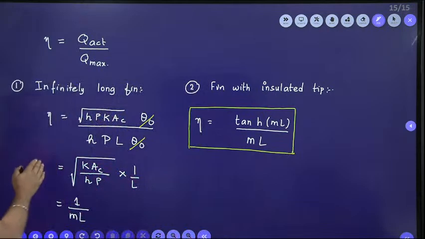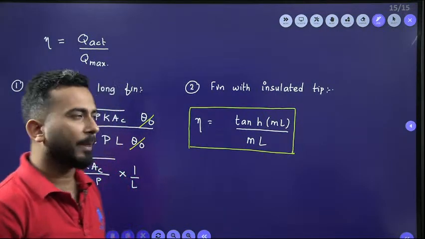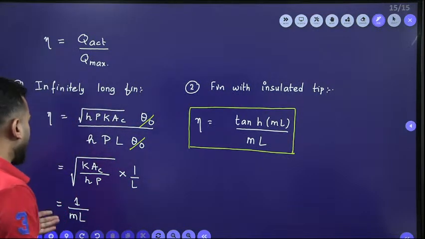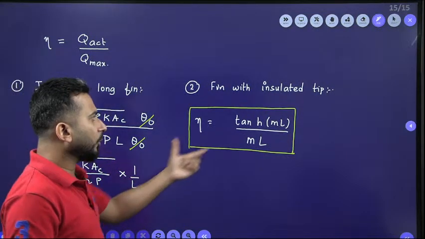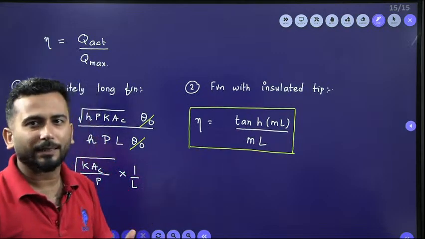And this is for infinitely long tip. And obviously for the third case, only L will be replaced by LC. That is it.